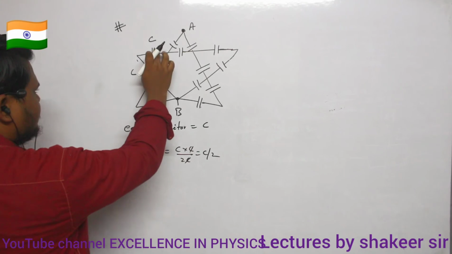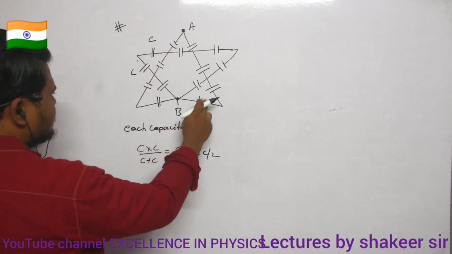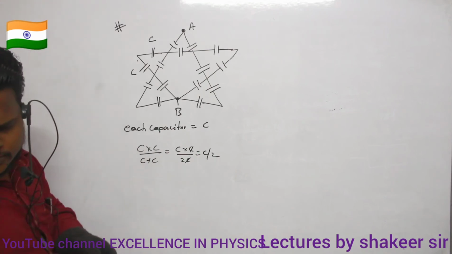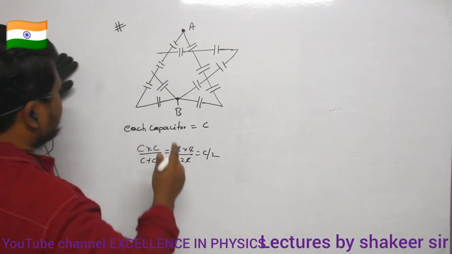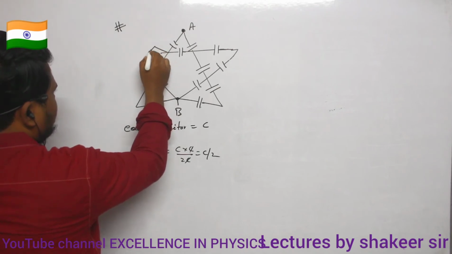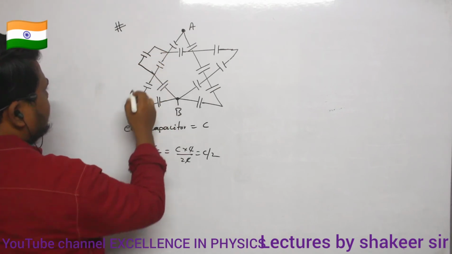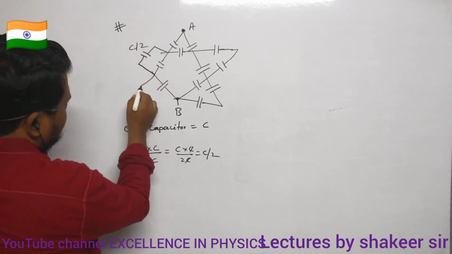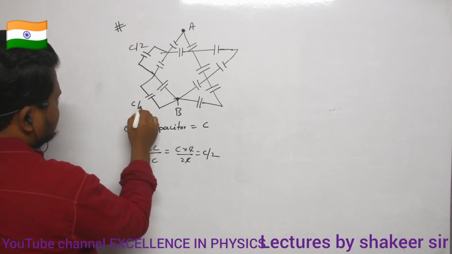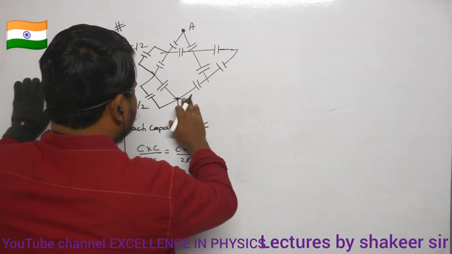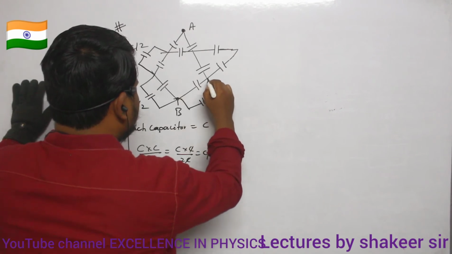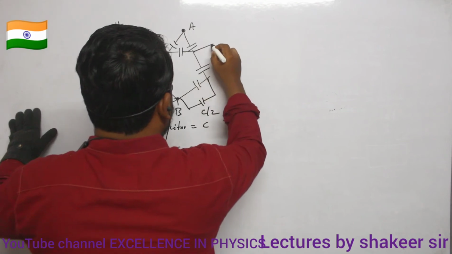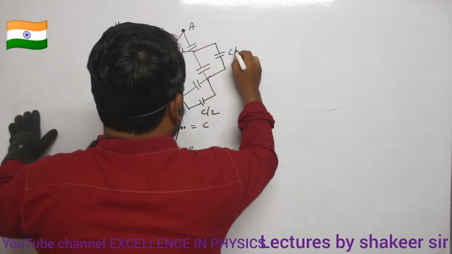So therefore, instead of these two capacitors, these two capacitors and these two capacitors, I can write a single capacitance. Very simple. Instead of both of them, I will write one capacitor, clear, whose capacitance is C by 2. Similarly, instead of both of them, I will write one capacitor whose capacitance is C by 2. Similarly again, C by 2.